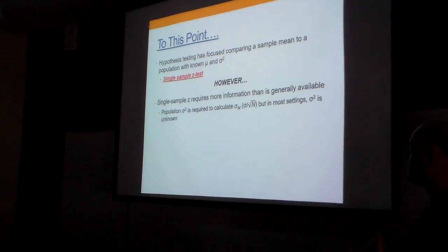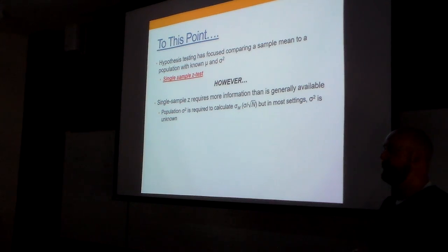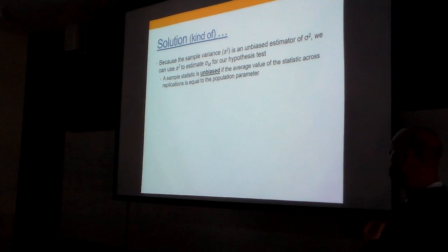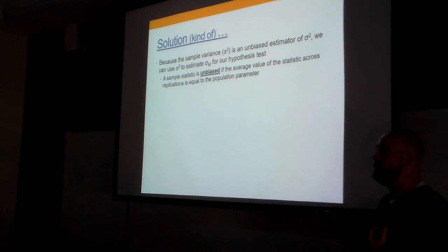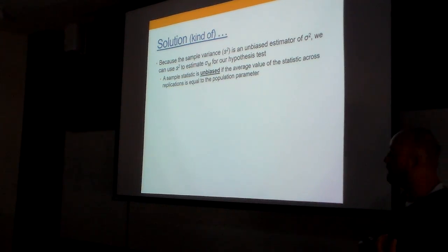The problem is our single sample z requires more information in order to conduct than is generally available in our research. We need to know the population standard deviation to calculate our standard error, but in most cases we don't know what that is. And if we don't know the population standard deviation, we can't use a z-test. So what we can do is use our sample variance, an unbiased estimator of the population variance, to estimate the standard error of the mean for our hypothesis test, okay?